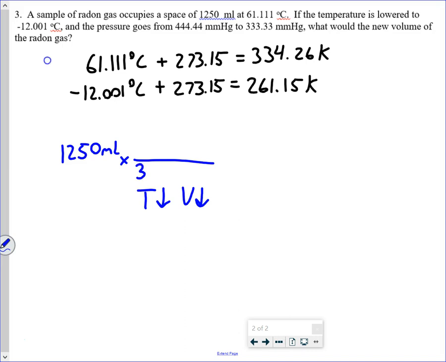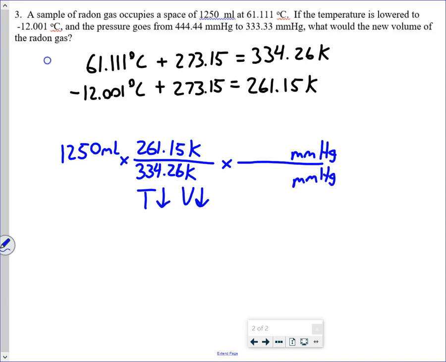So I'm going to put the 334.26 Kelvin in the bottom, and I'm going to put the 261.15 Kelvin up top. I need one more factor because I also have a change in pressure. So I'm going to switch from, it looks like a higher pressure down to a lower pressure. So for my variables underneath, pressure looks like it's getting smaller. If pressure goes down, that makes the volume actually go up. They are inverse. So now I want my larger number on top. I want this to get bigger. So I'm going to put the 444.44 on top, and I'm going to put the 333.33 on the bottom. Setup's all done.